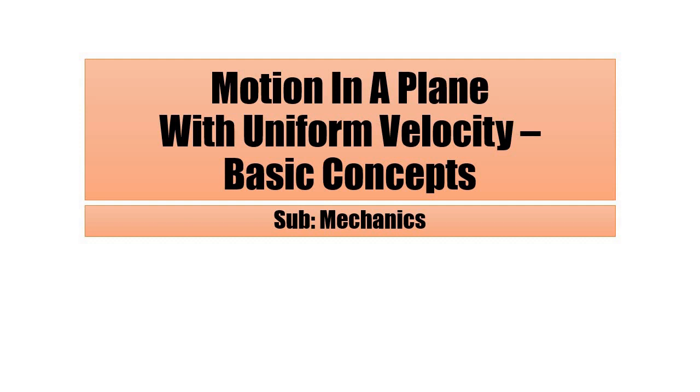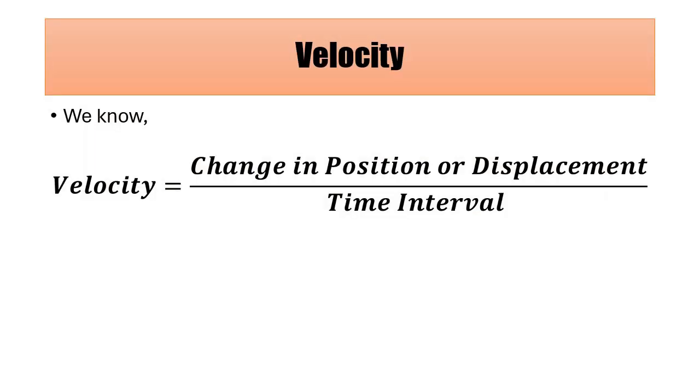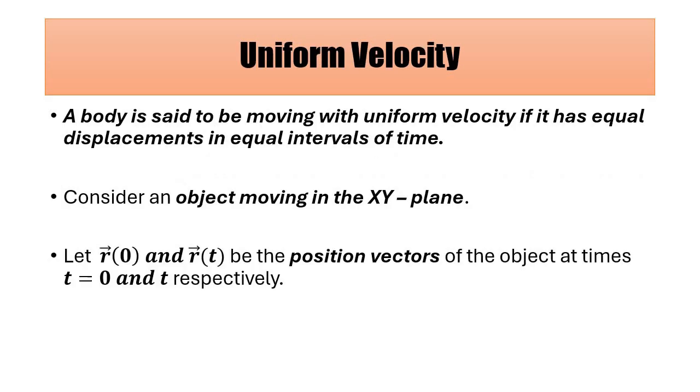uniform velocity. So velocity we all know, which is the change in position of an object or the displacement of an object divided by time, or the specific time interval in which the displacement of the object is under measurement. Uniform velocity is when the object has equal displacements in equal intervals of time. It means in each equal time slot, it covers equal displacements. Okay, it has equal change in positions.